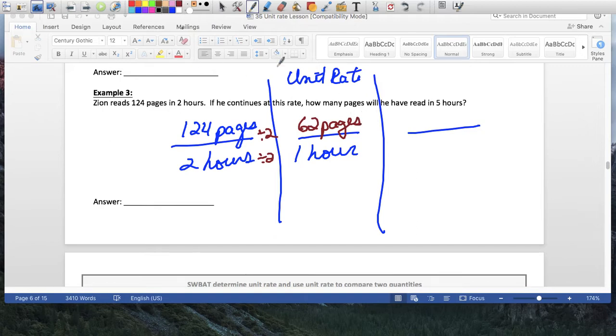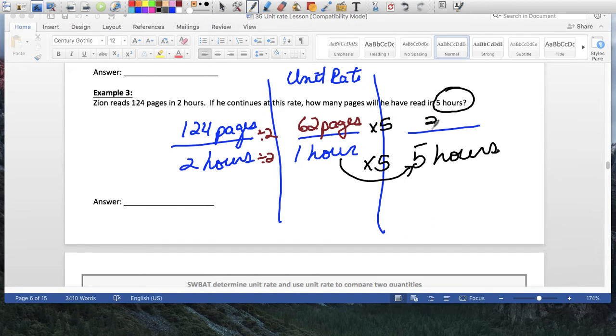Now, the last column, it's asking us for 5 hours. So I'm going to put 5 hours over here. That's easy because now what's the relationship here? How does the 1 become 5? It's times 5. So I'm going to multiply this times 5. So 62 times 5 is going to give us 310 pages. So there was an extra step we had to do in this problem.